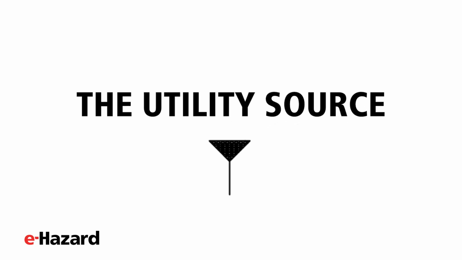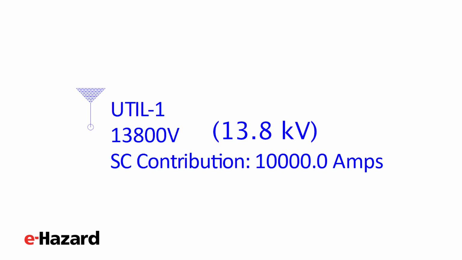The utility source. At the very top of almost every one-line diagram, you'll find the utility source. This is where power comes from. It's usually shown as an arrow or a set of lines representing the utility company's feed. You'll often see a voltage label here, like 13.8 kilovolts or 4.16 kilovolts. Also pay attention to fault current as another potential data point.